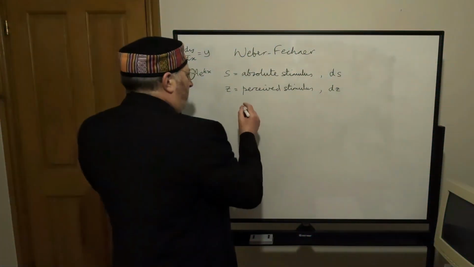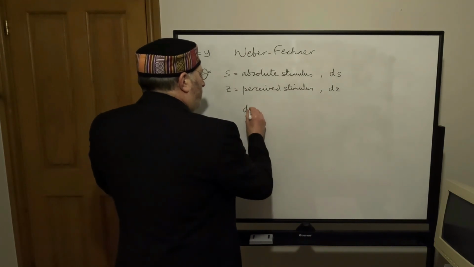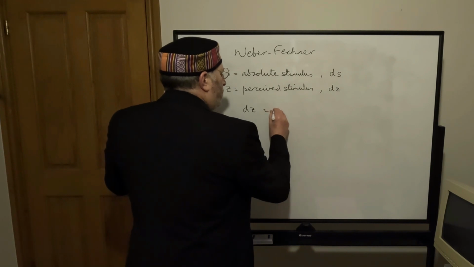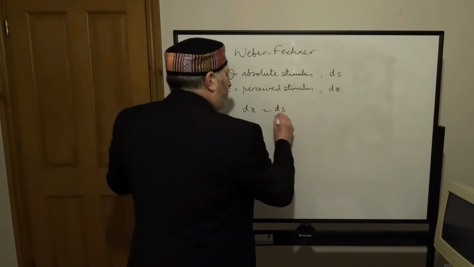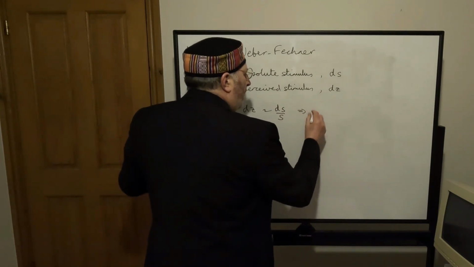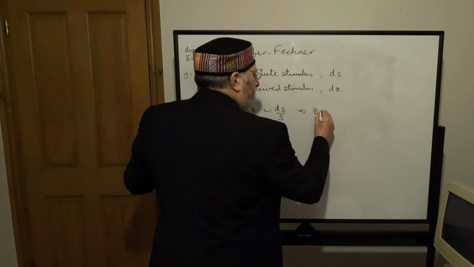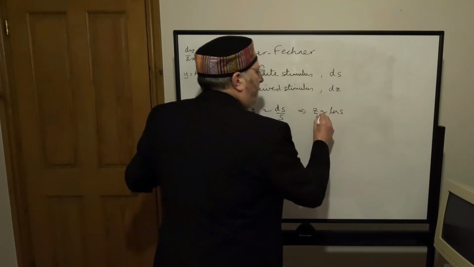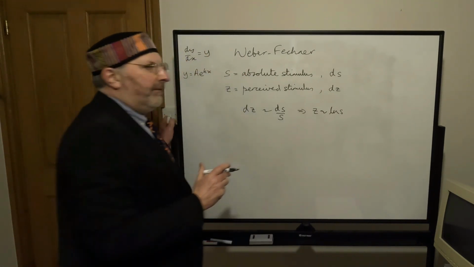So let's write that up again. We're saying that the perceived change in the stimulus is proportional to the relative change of the absolute stimulus, and that implies that our perception is proportional to the logarithm of the absolute stimulus.